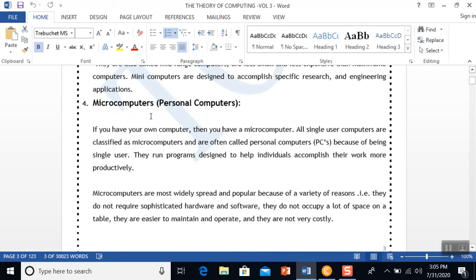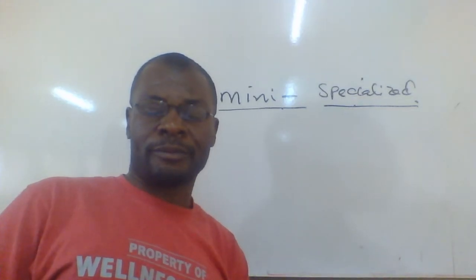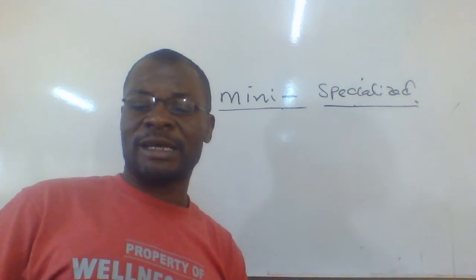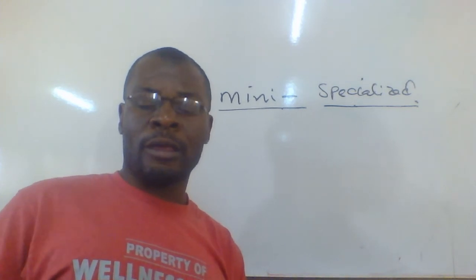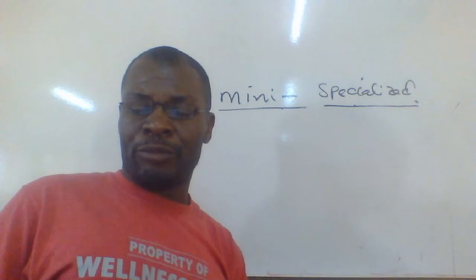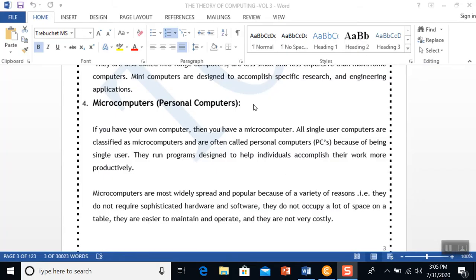Then we've got what we call microcomputers. So, if you have a computer at home, or your brother, your sister, they have a laptop, what they have is the type of computer we are calling a personal computer or a microcomputer. They are the most common type of computers that we have now. All single users, which simply means a computer that can only be used by one person at a time, belong to this type of computers, microcomputers.